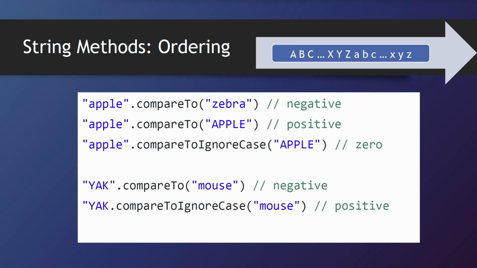Even though you might not invoke these methods directly often, some examples of what they return are shown here. If you invoke compareTo on lowercase apple and pass in lowercase zebra, you get a negative number because apple comes before zebra. If you pass in uppercase Apple, you get a positive number because remember that all the uppercase letters come first. If you were to invoke compareToIgnoreCase, then you'd get a 0. If you invoke compareTo on uppercase Yak and pass in lowercase mouse, you get a negative, again because all of the uppercase letters come first. If you use compareToIgnoreCase, you'd get a positive because y comes after m.